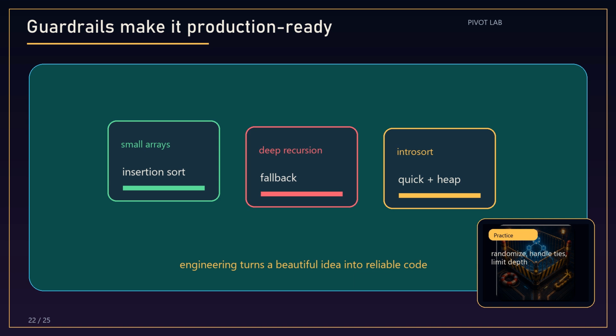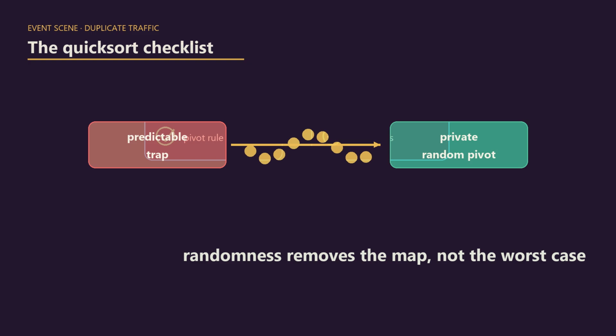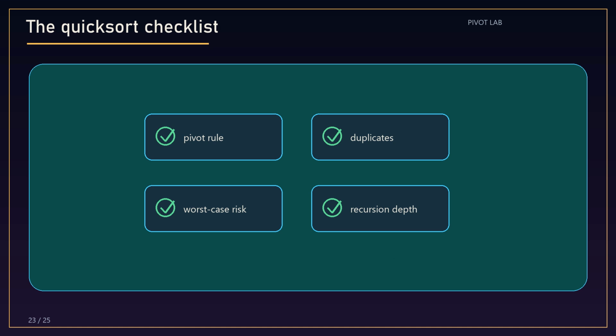Before using quicksort, ask 4 questions. How will the pivot be chosen? Are there many duplicate keys? Is worst-case behavior dangerous? Does the implementation protect small arrays and recursion depth? These questions turn quicksort from folklore into engineering.